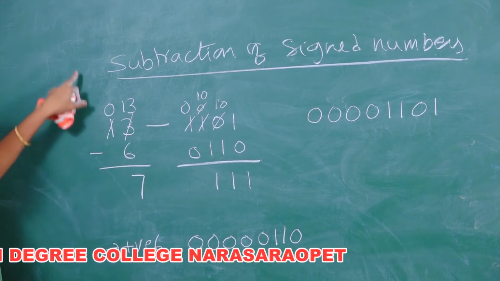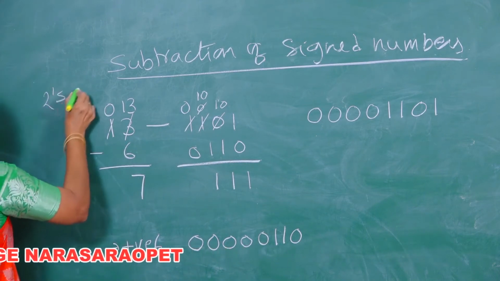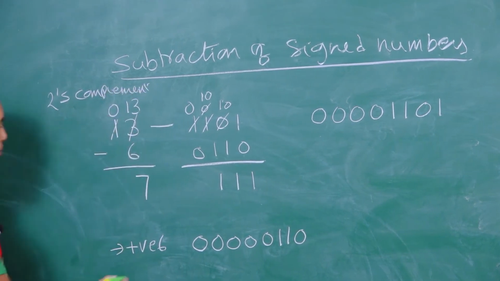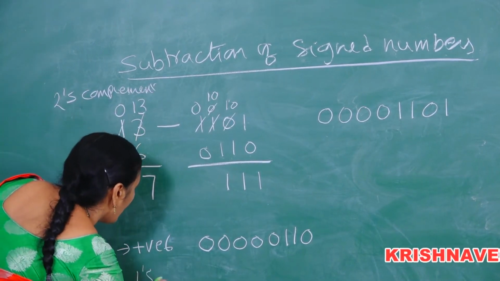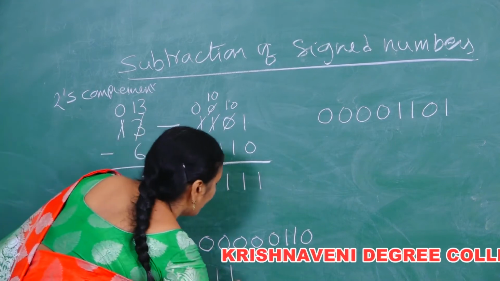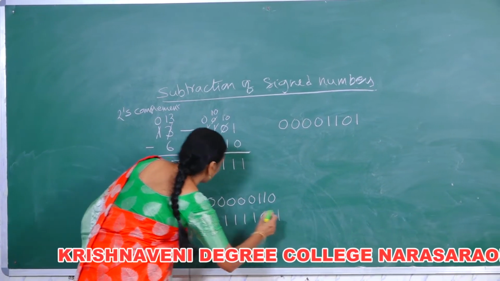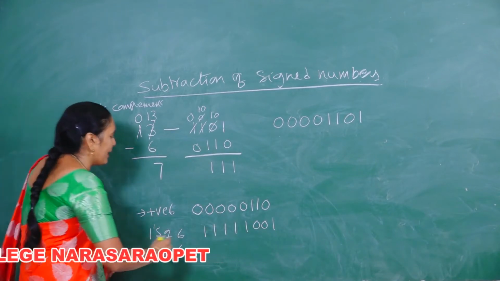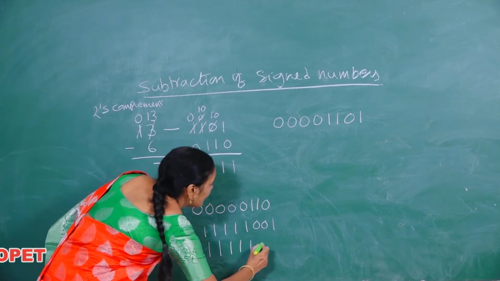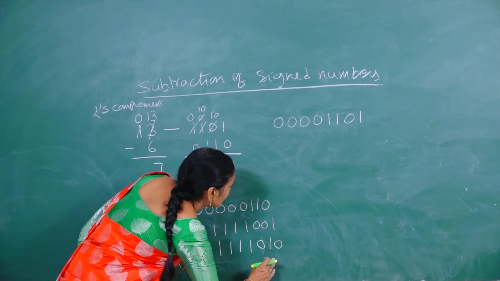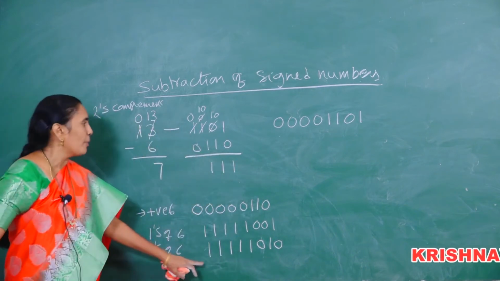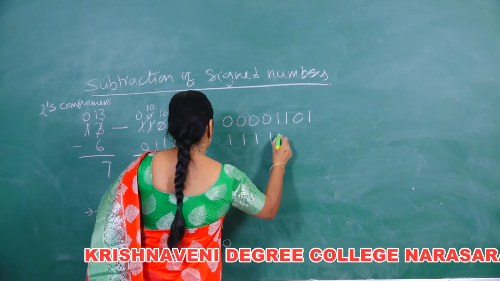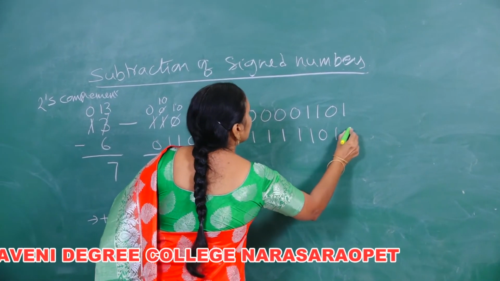Now I have to get the 2's complement of this number. So 1's complement of 6 is 1 1 1 1 1 0 0 1. 2's complement of 6 is obtained by simply adding 1 to the 1's complement. It is nothing but 1 1 1 1 1 0 1 0. This is the 2's complement of 6. Now take 13, 0 0 0 0 1 1 0 1, and add 1, 1, 1, 1, 1, 5 ones, 0, 1, 0.